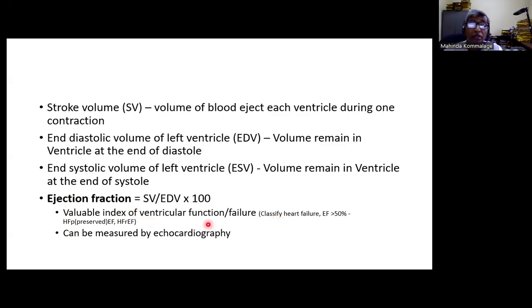There are two types of ventricular failure. One type is with low ejection fraction, and the other type is with preserved ejection fraction. If the ejection fraction is below 50, we consider it a heart failure with compromised ejection fraction, or low ejection fraction. There is another type of heart failure with normal ejection fraction. You will learn it later, two types of heart failure. But remember, ejection fraction is important to detect that type of problem in the heart.